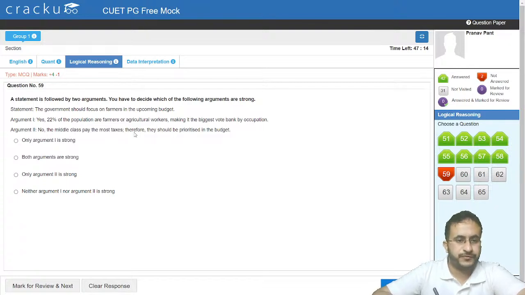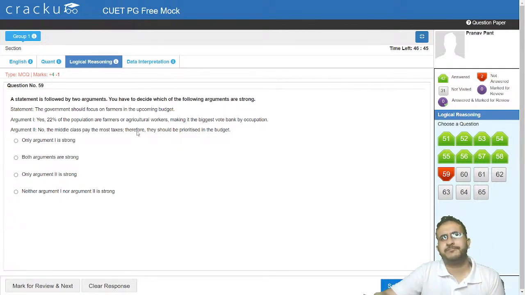The government should focus on farmers in the upcoming budget. Yes, 22% of the population are farmers or agricultural workers, making it the biggest vote bank by occupation. Okay. Argument looks fine, that there is 22%, but the vote bank thing is, what I would say, should we go with it? Sometimes in these questions I find that every source shows a different answer. I would say that yes, but not as a vote bank. As a normal, yeah, no, the middle class people mostly pay taxes. They should be prioritized in the budget.